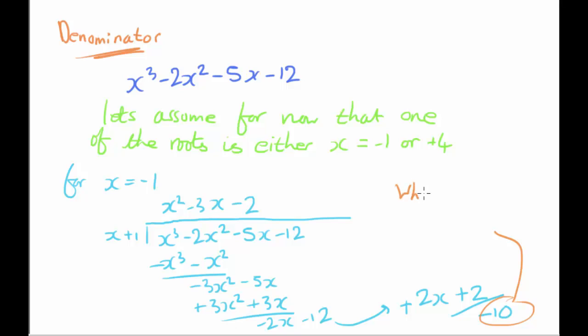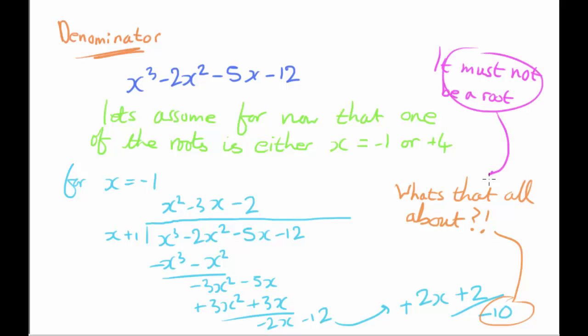So what's that all about? It's obvious here that with a remainder, it must not be a root. So it must be that x plus 1 is the root, or x is equal to minus 4.